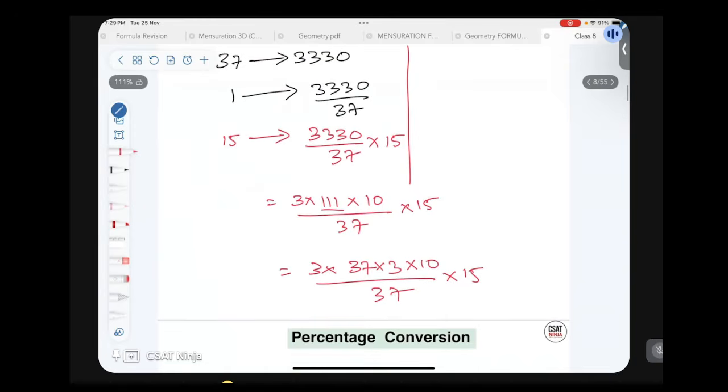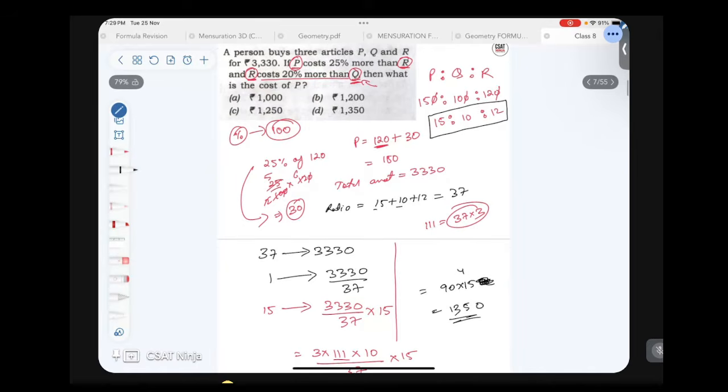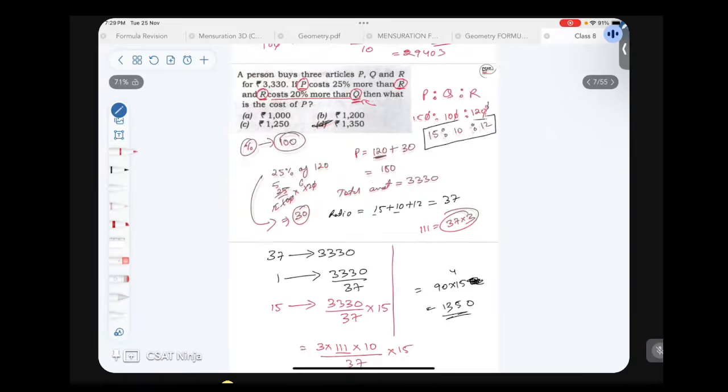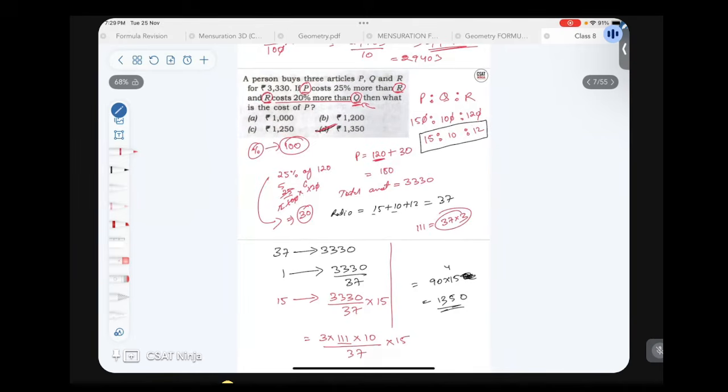If we simplify this, 37 and 37 cancel each other, and 3 threes are 9, which means 90 into 15. 9 fives are 45, 9 ones are 9 plus 4 is 13, so 1350 is what I'm getting. The answer here is 1350, which is option T. Are you guys following this? If you have doubts, I'll clarify. You can type in repeat, and I'll repeat there.